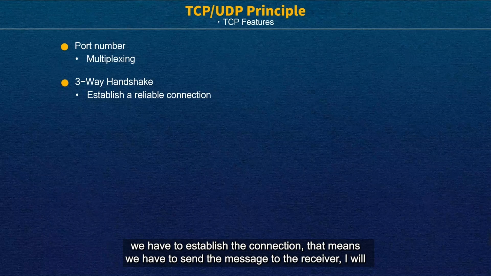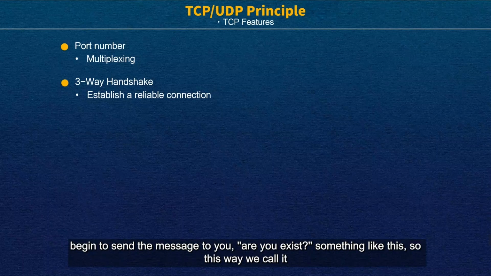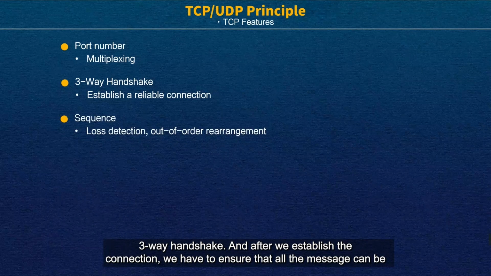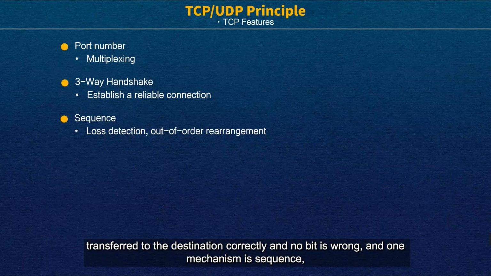That means we have to send a message to the receiver: I will begin to send the message to you. Are you existing? Something like this. This way we call the three-way handshake. And after we establish the connection, we have to make sure all the messages can be transferred to the destination correctly and no bit is wrong.